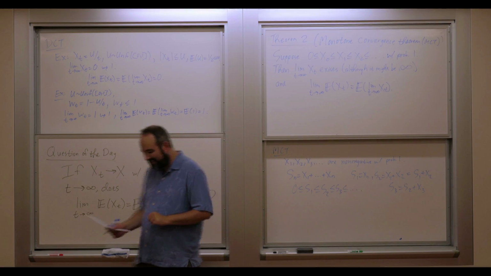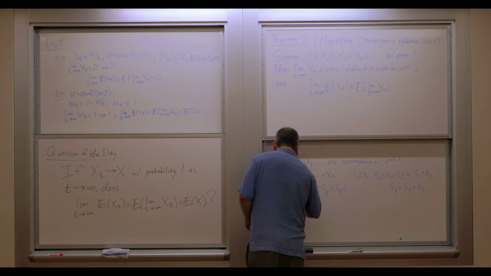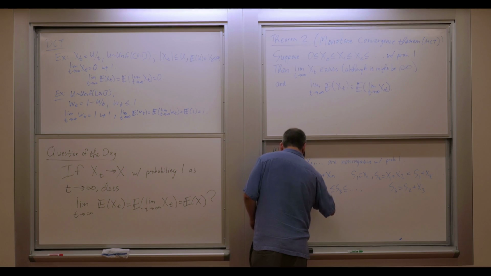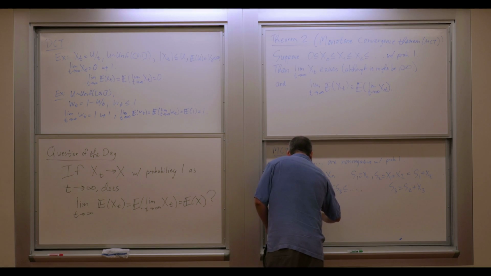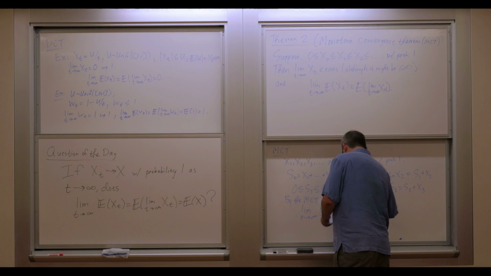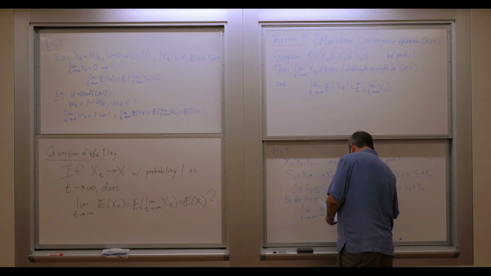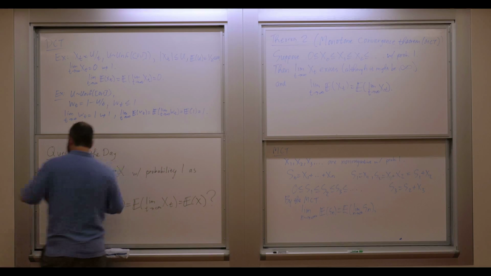And so what that tells us is by the monotone convergence theorem, the limit as n goes to infinity of the expected value of S of n equals the expected value of the limit as n goes to infinity of S of n. Now, why is that important?